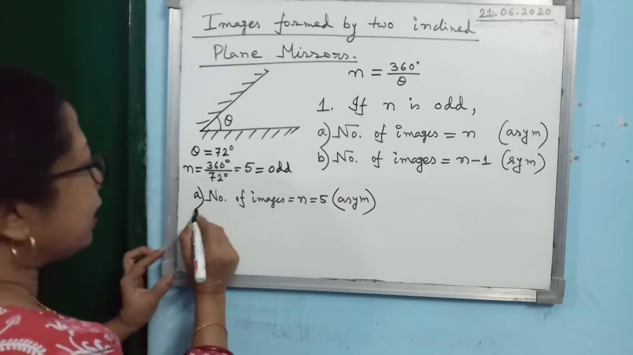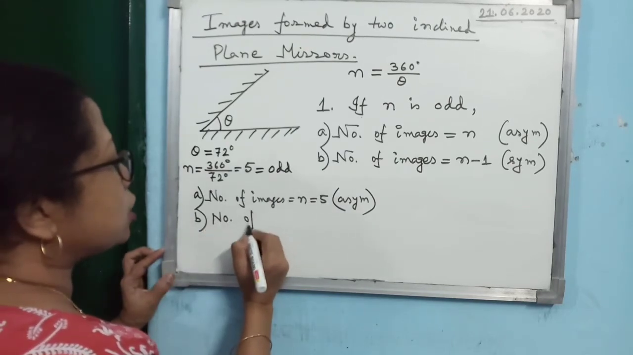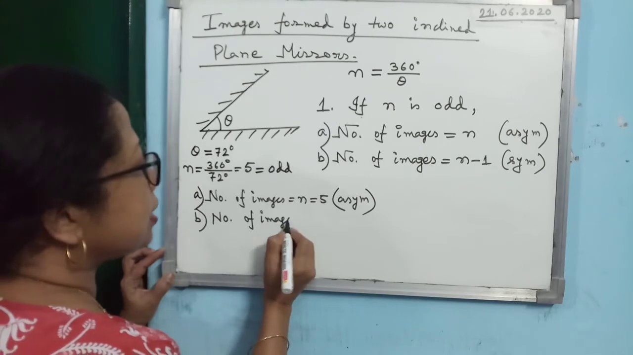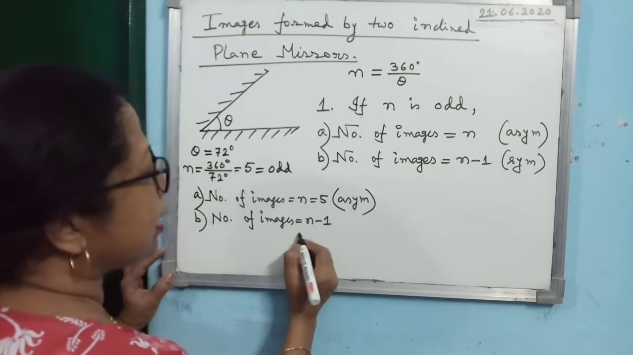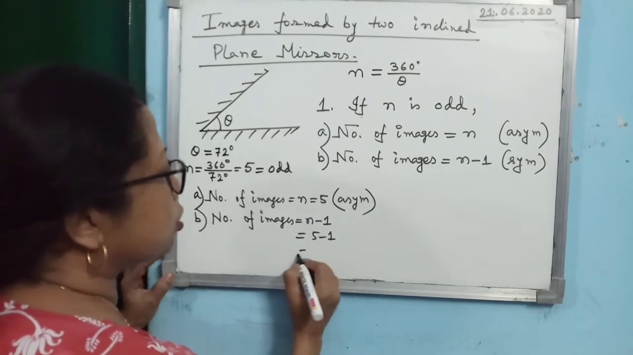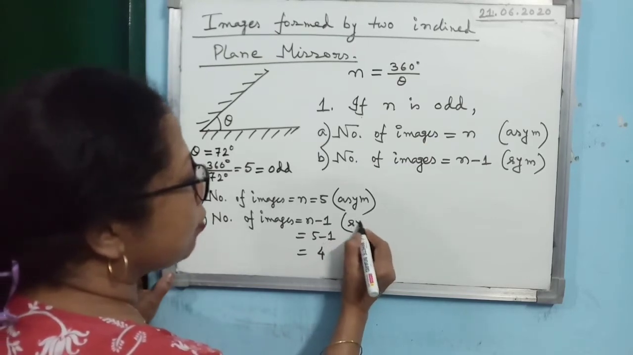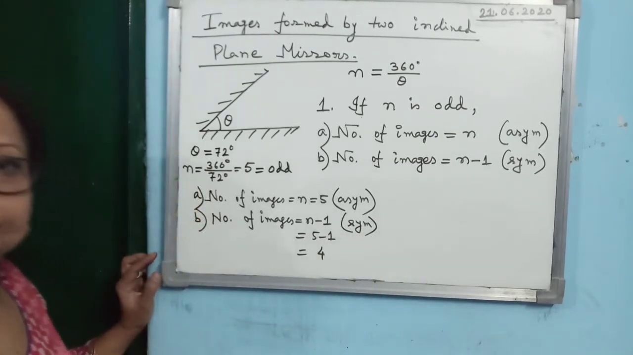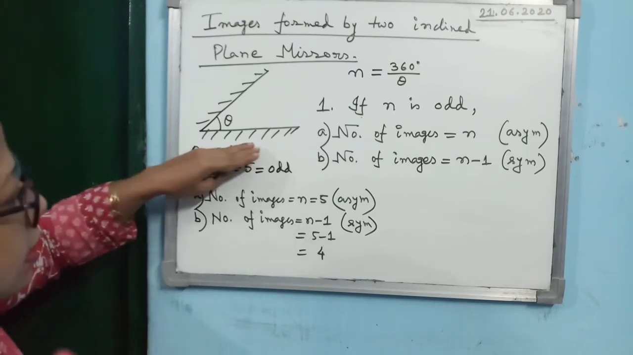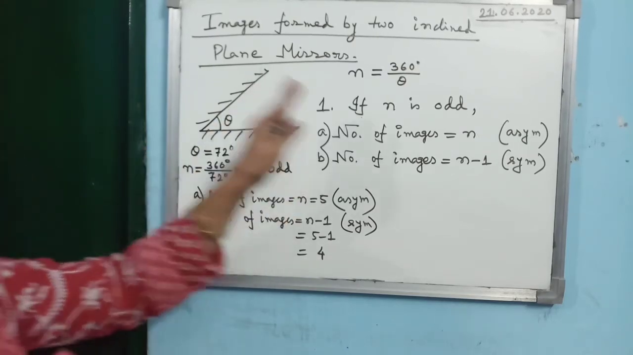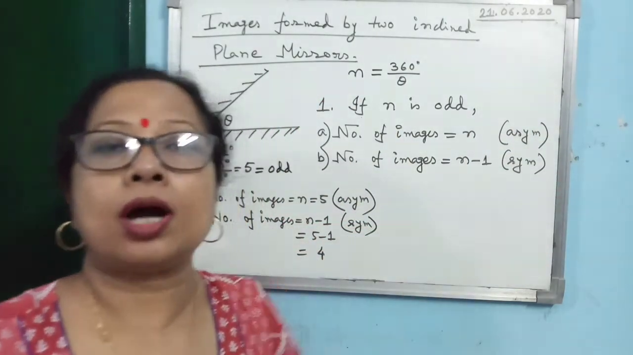Alright. Then second one, how many images will be formed for the symmetrical setup? It is n minus 1, means 5 minus 1, 4. So here you must write down symmetrical. Is that clear? So this is the way you have to utilize this concept to solve the numericals.